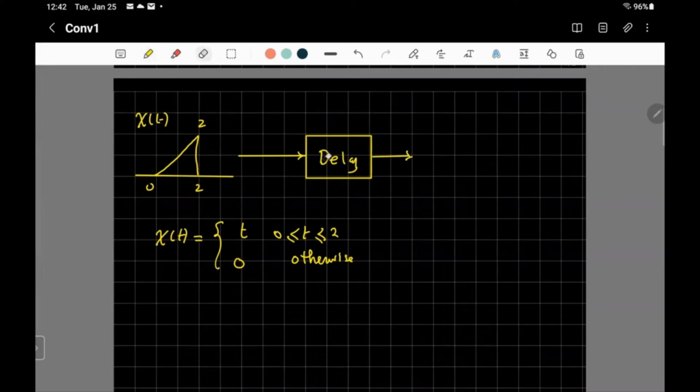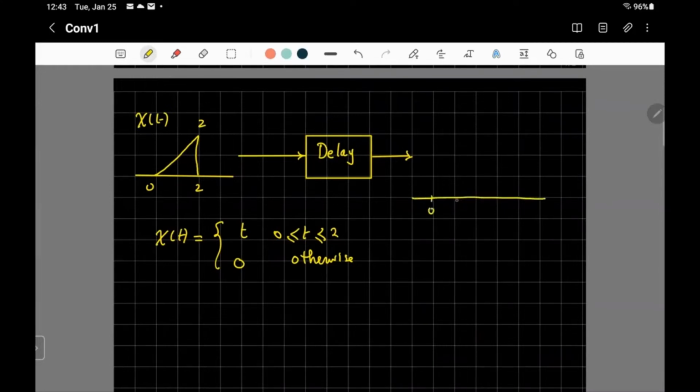Let me make it clear. This is the same system that we described last time, the delay system. That's the delay system I'm using. So what is the output? It will be shifted or delayed by 2 units. Exactly right. It will do the same thing, I already tested it. I know what is happening.